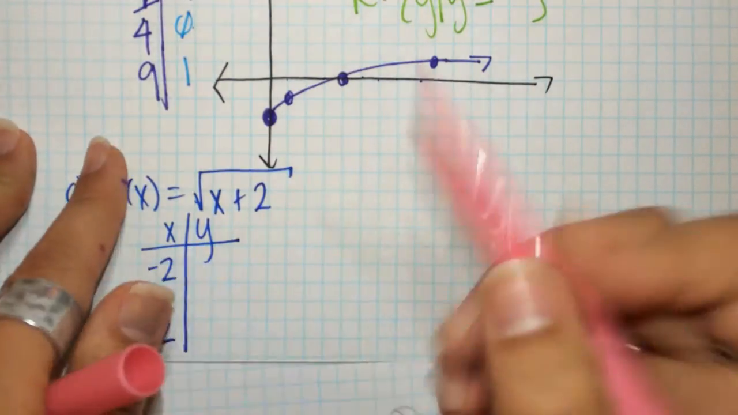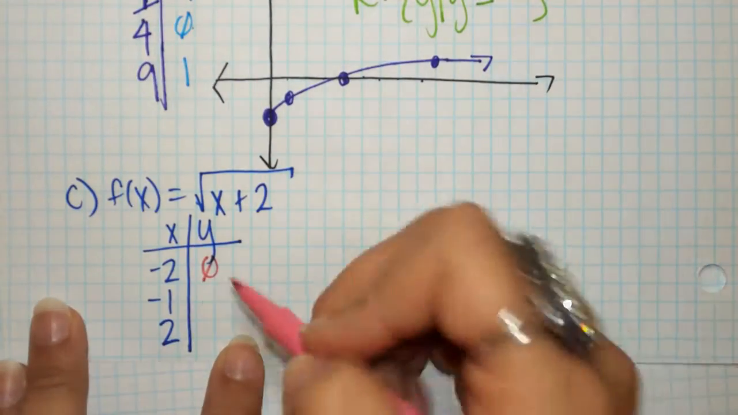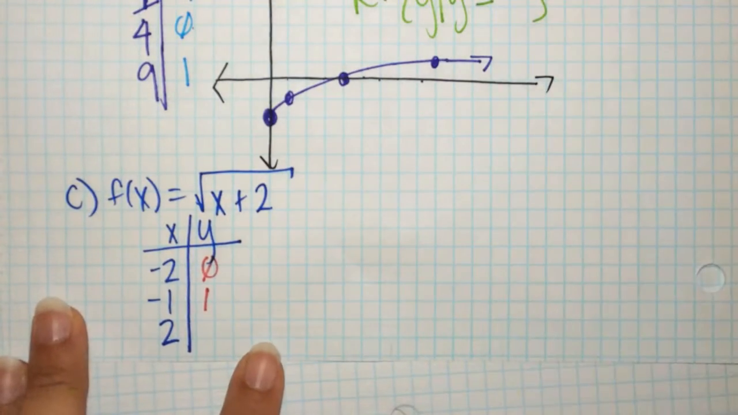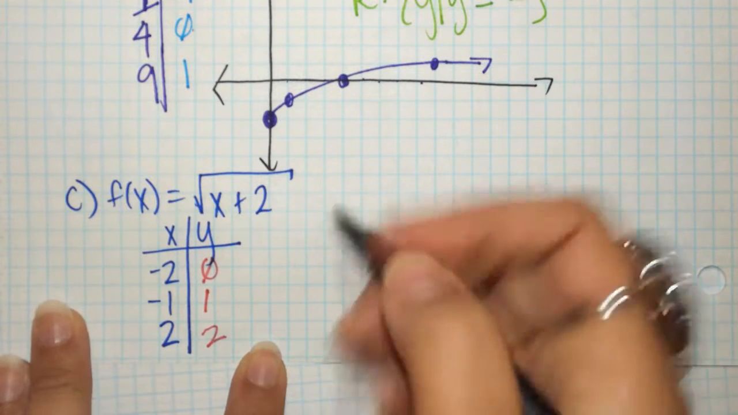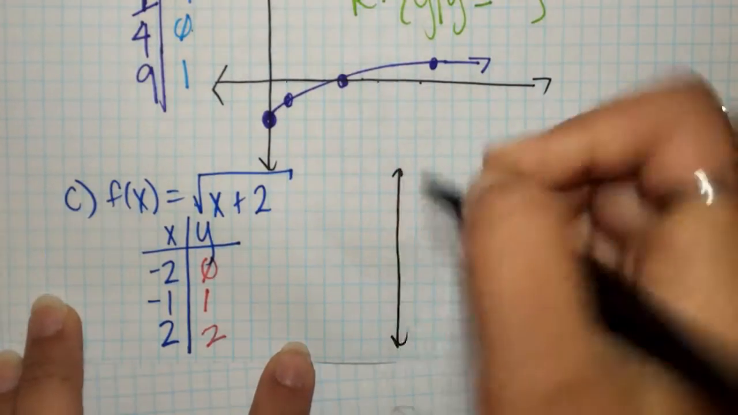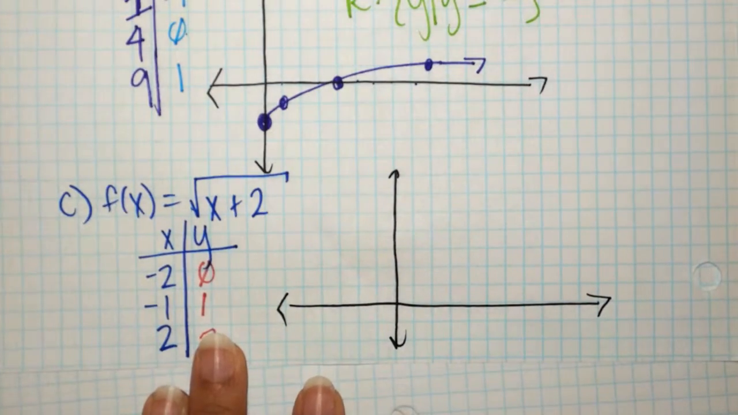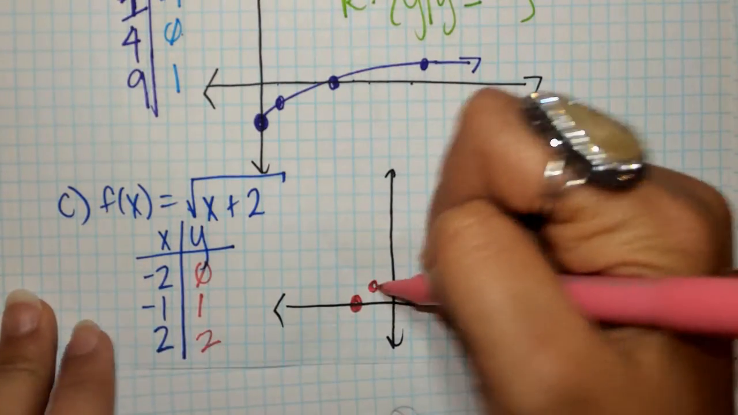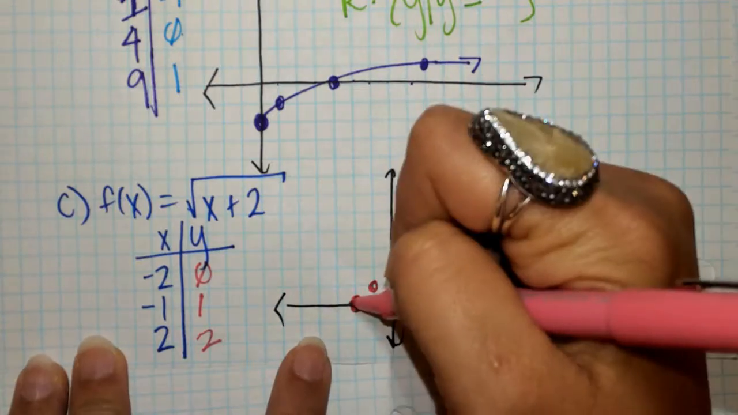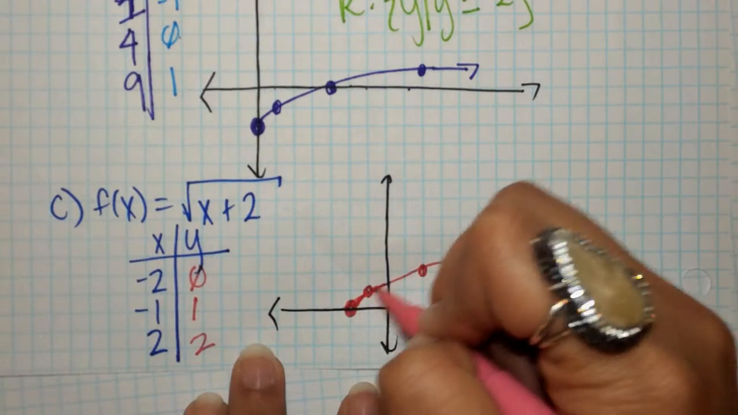Negative 2 plus 2 is 0. What's the square root of 0? Alright. Negative 1 plus 2 is 1. What's the square root of 1? And 2 plus 2 is 4. What's the square root of 4? Alright, so negative 2, 0. I go left 2, negative 1, 1. Right 2, up 2. Look at me go. And it's not a straight line, it's got a little curve to it.